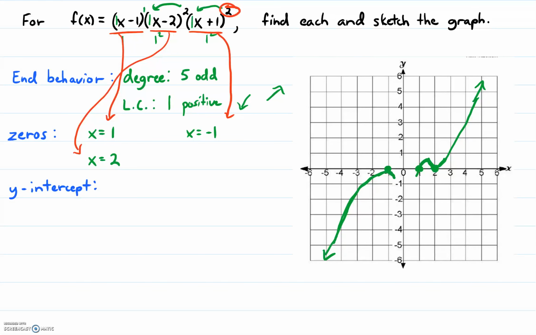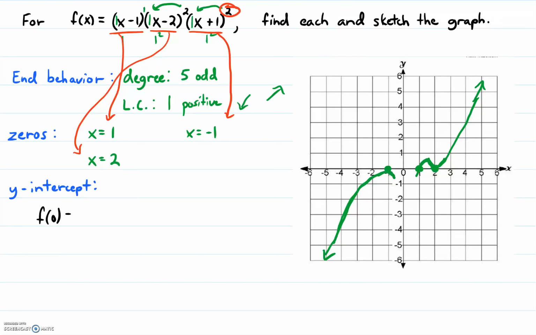And so now we know just about everything about this graph, or at least a rough estimate of it, except for we don't have this little middle section right here. We need to figure out what happens there. And to figure out what happens there, we're going to find our y-intercept and put a dot and then connect everything together. So now to find the y-intercept, all you have to do is put 0 in the place of x and solve. So all that's left to do is evaluate f of 0.